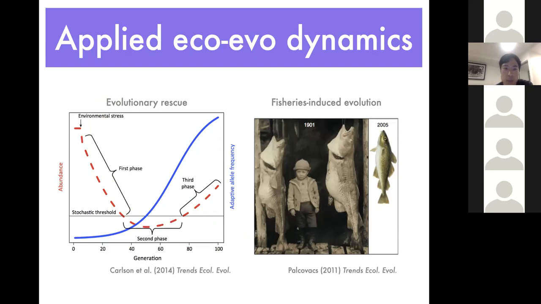If evolution is rapid enough, species may be able to avoid extinction by adapting rapidly to new environments, which is called evolutionary rescue. And fisheries-induced evolution and that kind of thing is very important for applied aspects of ecological science. But these studies basically focus on population dynamics. How does rapid evolution affect community dynamics?